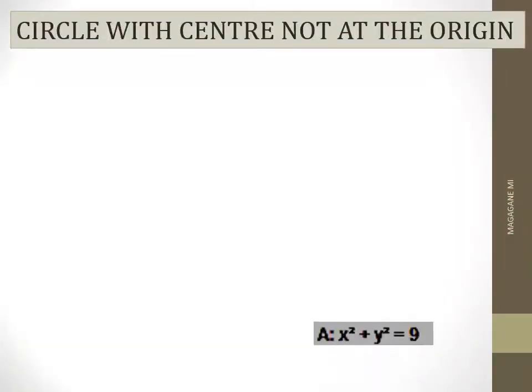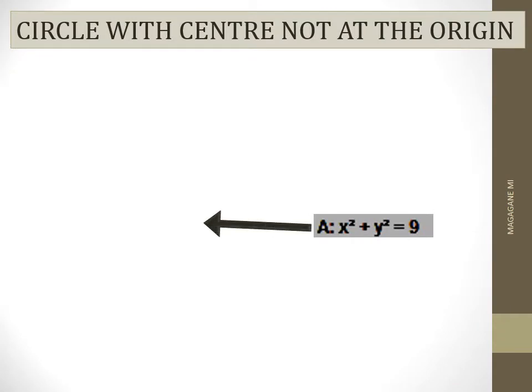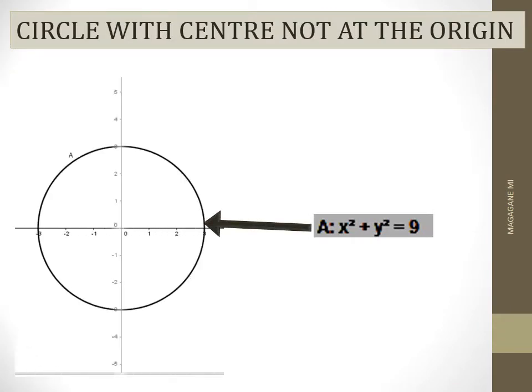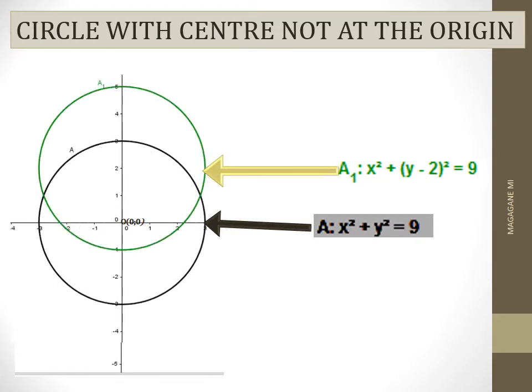Now let's look at, again, the graph of x² + y² = 9. Now we want to look at what happens when we add or subtract b. So this time our a is 0: x² + (y - 2)² = 9. So let's look at the graph. The graph has shifted up by 2 units.